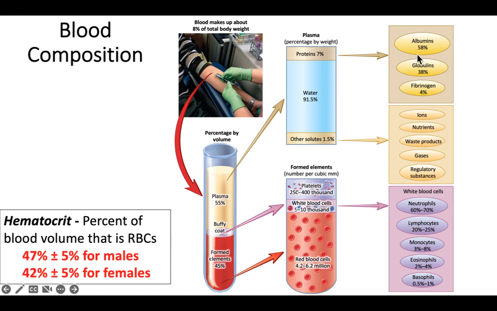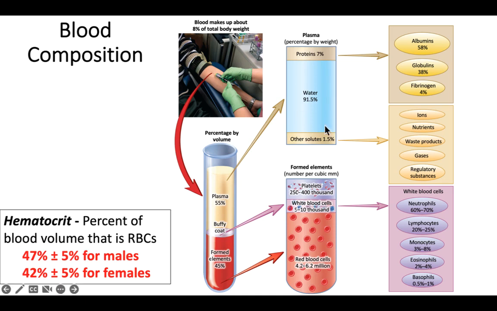Most of the protein in your blood is known as albumins, and we'll talk a little bit about the function of albumins in a little bit. 38% are known as the globulin proteins, and then 4% is called fibrinogen. And we're going to talk about fibrinogen when we get to blood clotting. It's a very important protein involved in clotting of blood.